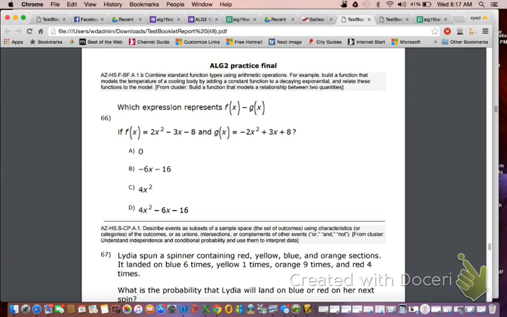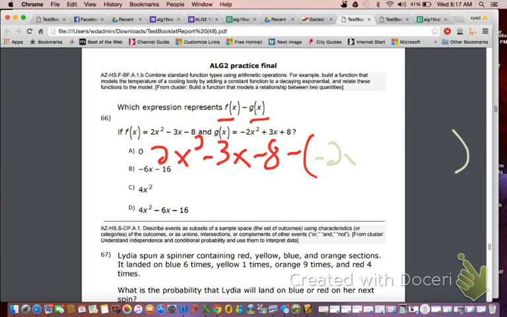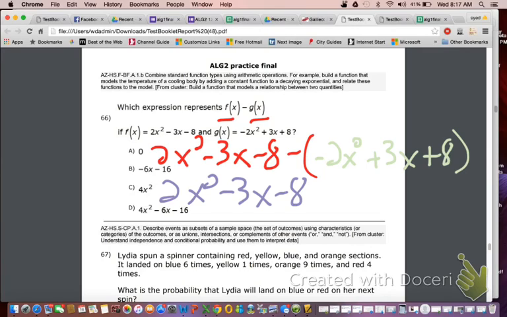Okay, so I just want to finish this because then we're going to get to the probability. It's asking for us to subtract it. So it's tricky because let me do it like this. It's 2x squared minus 3x minus 8 minus all of this in parentheses, okay? Minus negative 2x squared plus 3x plus 8. So when you take that into consideration, it turns out to be this. It's 2x squared minus 3x minus 8 plus 2x squared minus 3x minus 8. And you have to just put those terms together. Okay, so I'll let you do that.